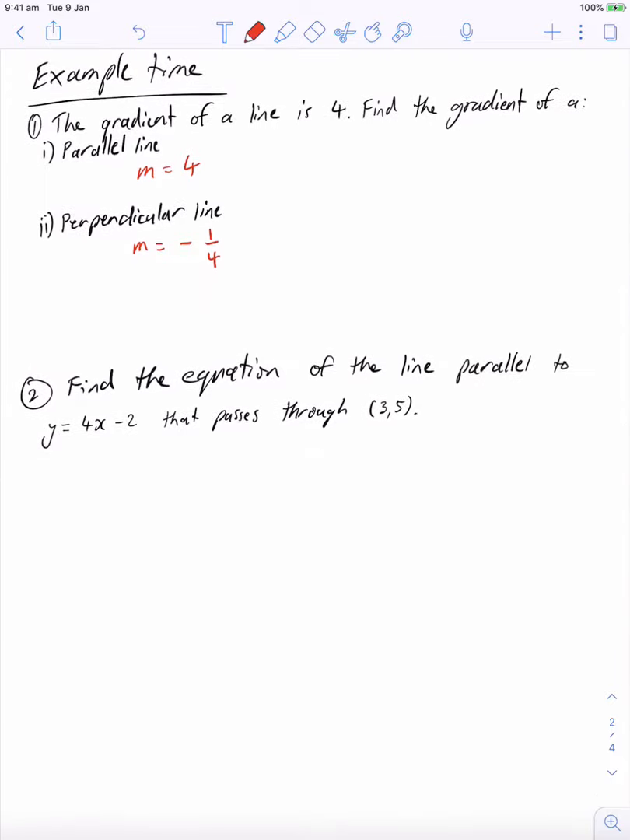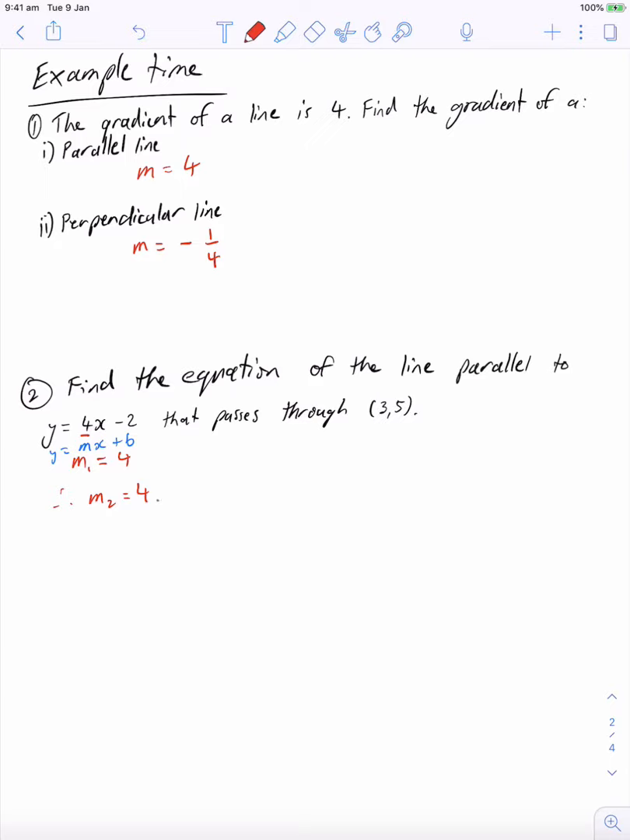Find the equation of the line parallel to y equals 4x minus 2 that passes through the point (3, 5). When we consider this, we know that m1, where we use a little subscript to show that m1 is this line, equals 4. Remember, in our equation y equals mx plus b, where b is our y-intercept, our gradient here m1 is 4. Therefore, because they're parallel, we know that m2 equals 4.